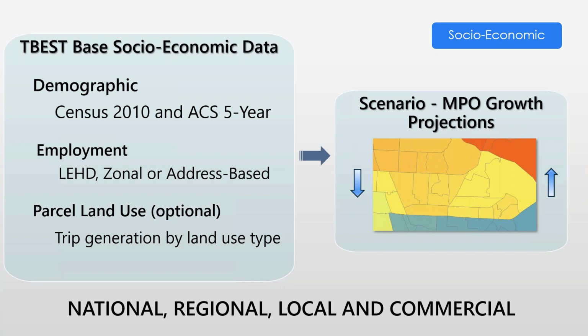And all of that pushes over to the right where you have your MPO growth projections, because we're not estimating ridership based on the conditions that are going on right now. We want to push that out into the future. So the growth projections that the MPO has are just an input to TBEST, and it will grow your socioeconomic data out based on the forecast years and the zonal growth rates within the TAZs.